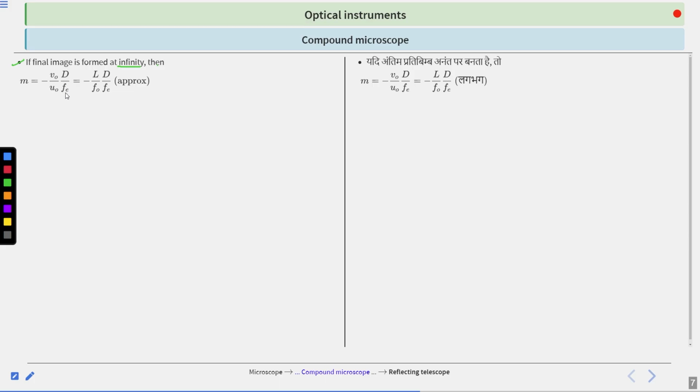Sometimes questions will be asked directly in the exams. Clear? And the length of the tube of the microscope, L is equal to VO plus UE. Clear? This is the length of the tube of the microscope, or we can say the distance between objective and eyepiece.